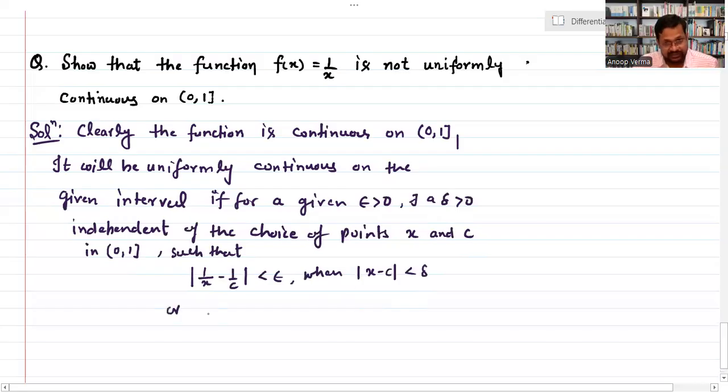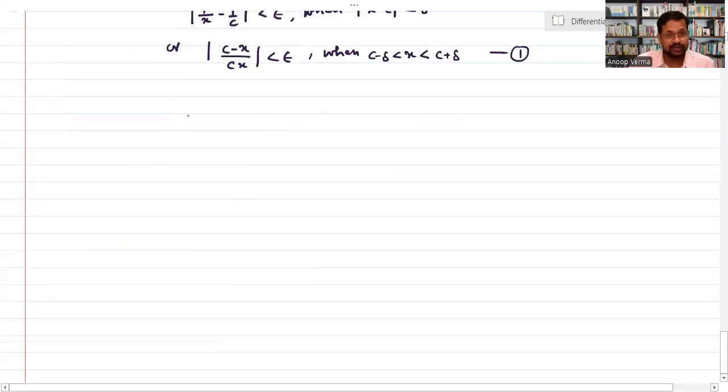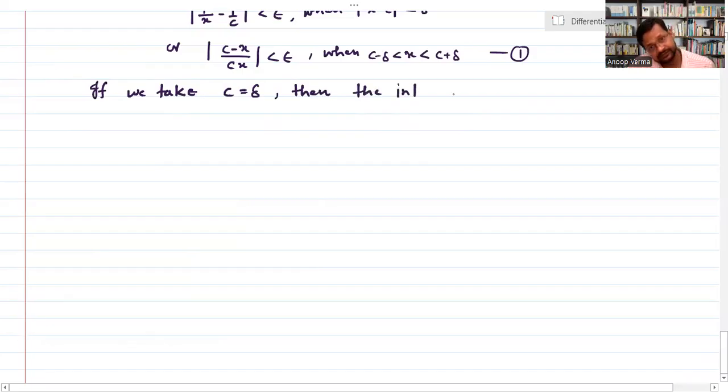तो इसको थोड़ा सा अगर सिंप्लीफाई करें तो यू कैन इजीली सी दिस इज c माइनस x अपॉन दिस विल बी cx, when this x is lying between c plus delta and c minus delta, okay। तो अगर हम यहाँ पर c को एज अ डेल्टा पुट करते हैं, if we take c is equal to delta, then the interval c minus delta and c plus delta becomes 0 and 2 delta.